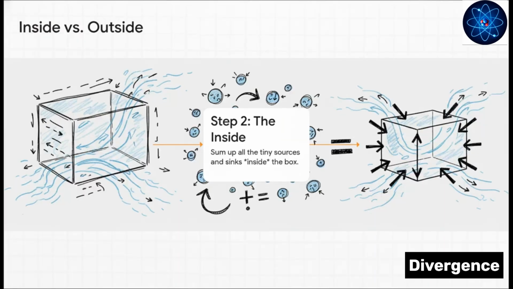Let's make that real. Imagine you drop a permeable box into a river. The divergence theorem tells us something amazing. If you could measure all the tiny little sources and sinks of water inside that box and add them all together, that number would be exactly the same as the net amount of water you measure flowing out through the 6 faces of the box. It beautifully connects what's happening on the inside to what you can measure on the outside.